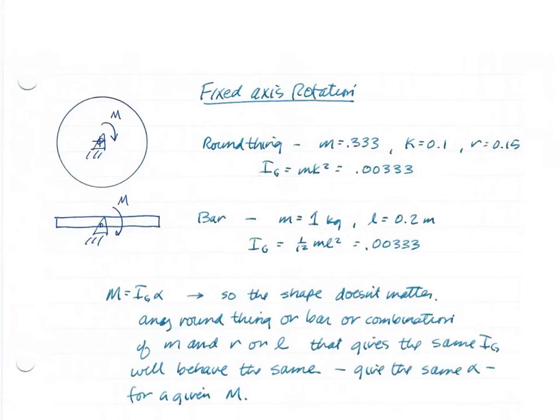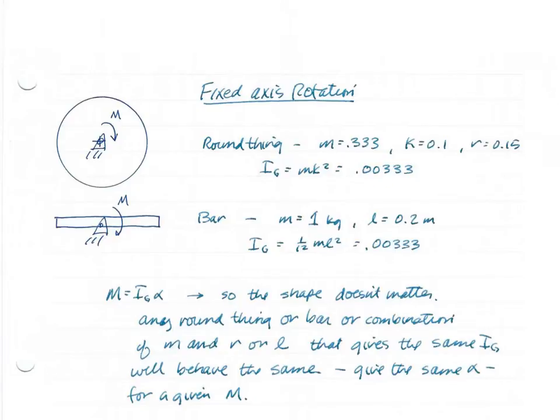Okay, let's look at fixed axis rotation. Again, there are some things we can discover here: more than one shape can have the same mass moment of inertia. The mass moment of inertia is just a number, and it can be computed in a variety of different ways. But let's say that this is a round thing that has a mass of 1/3 of a kilogram. It's got a radius of gyration of 0.1. So all we have to do is find our mass moment of inertia by mk squared. We can find that it is 0.0333.